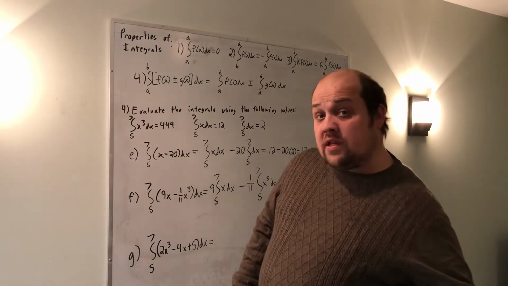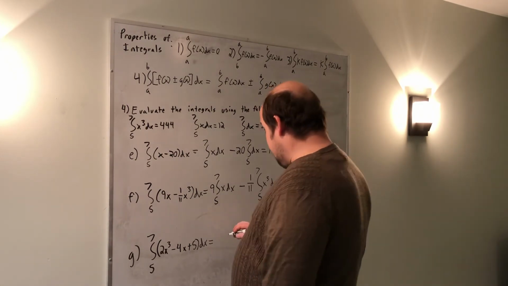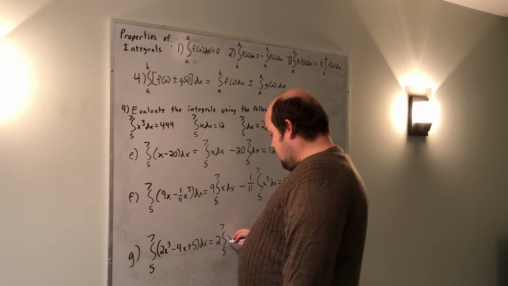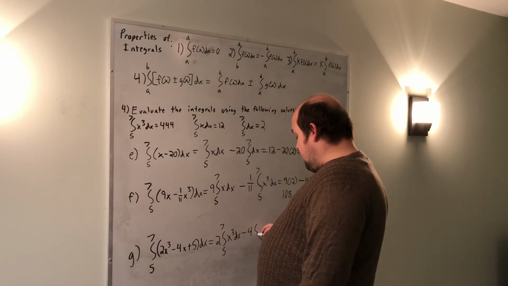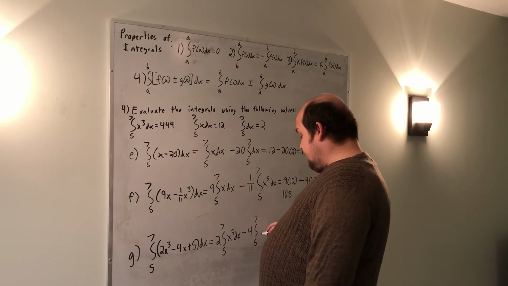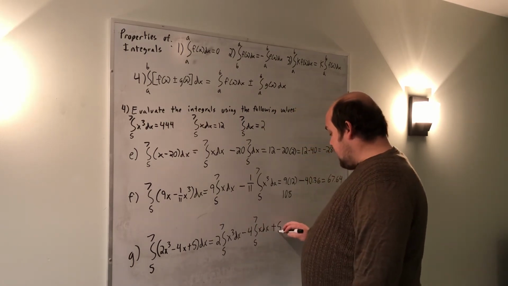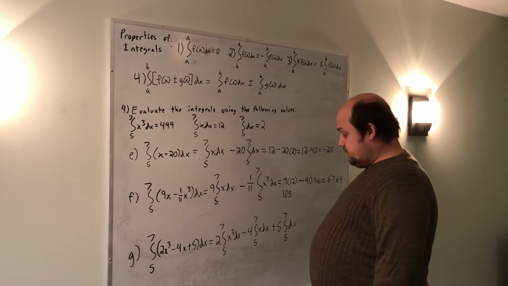For the final one, there's 3 different equations being added, so I've got to split into 3 different integrals. First one is 2 times the integral from 5 to 7 of x cubed dx. Then I'm going to subtract from that 4 times the integral from 5 to 7 of x dx. And I'm going to add to that 5 times the integral from 5 to 7 of dx.